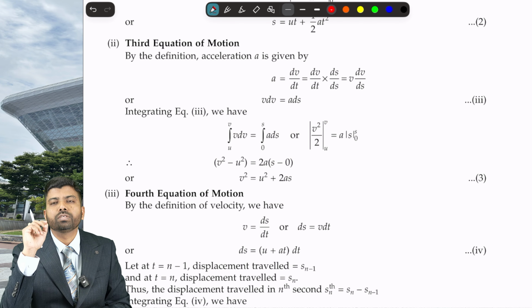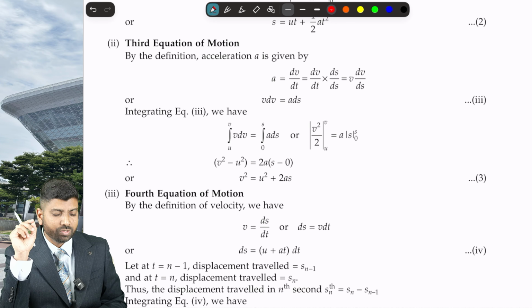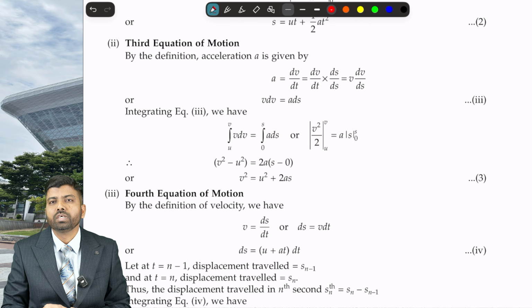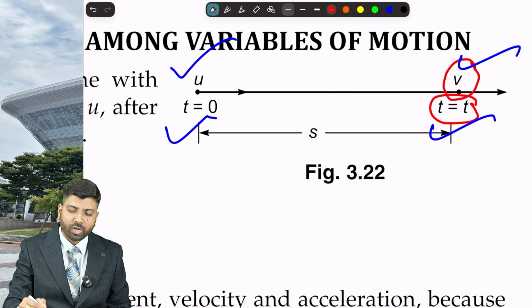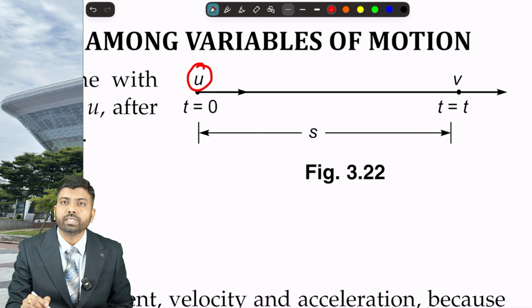Now let us derive Newton's third equation of motion. While we are going to derive it, I told you that the acceleration should be uniform acceleration, constant acceleration, right? So consider one object is moving with initial velocity u, and after t seconds its velocity is becoming v, right?